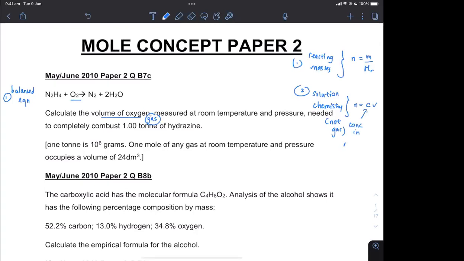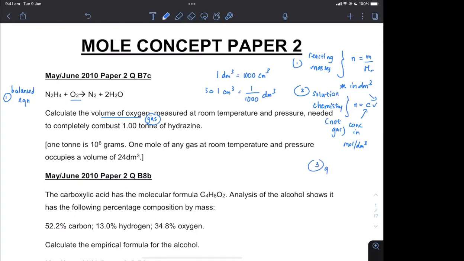This is concentration in mole per dm cube, which means your volume there must be in dm cube. And this is the one where people always forget. 1 dm cube is 1000 cm cube. So if you divide both sides by 1000, 1 cm cube is going to be 1 over 1000 dm cube. So convert cm cube to dm cube by dividing by 1000 or multiplying by 10 to the minus 3.